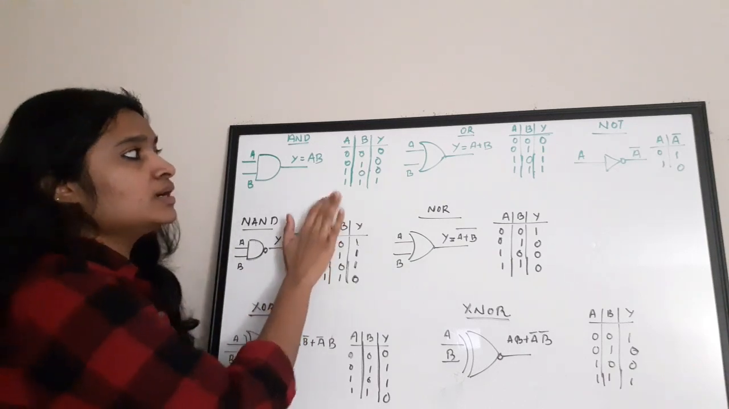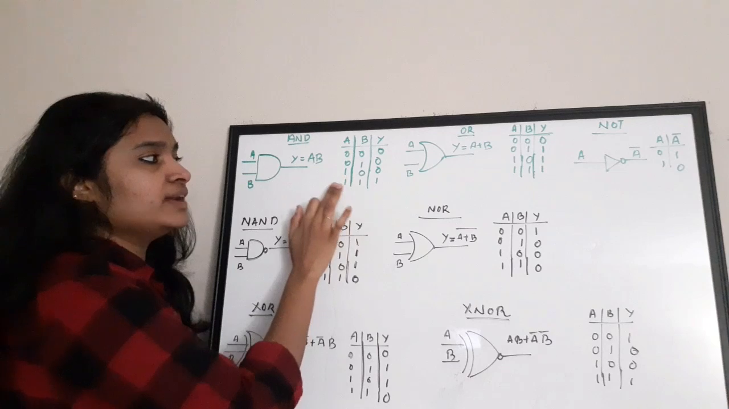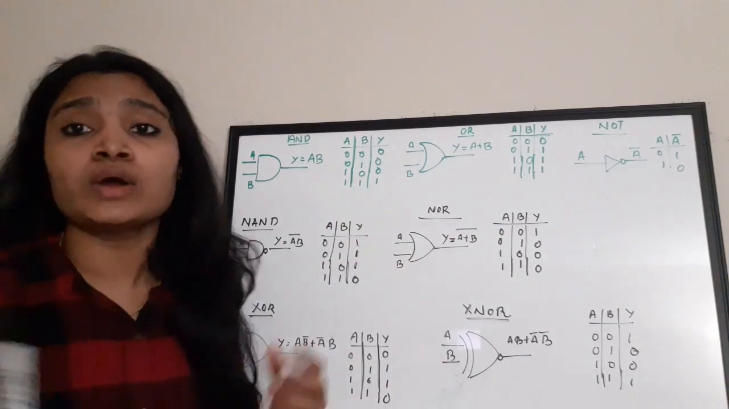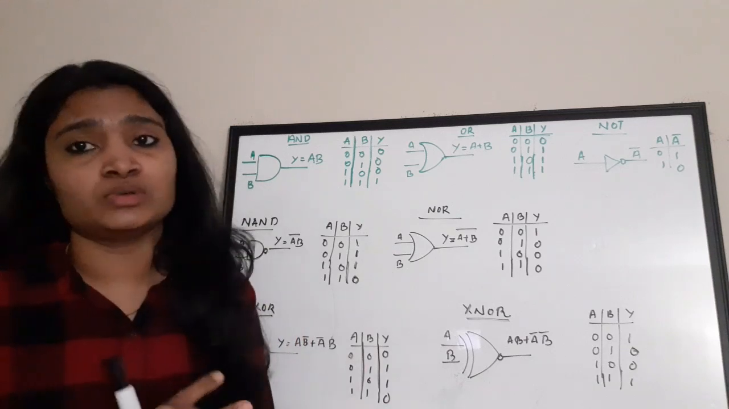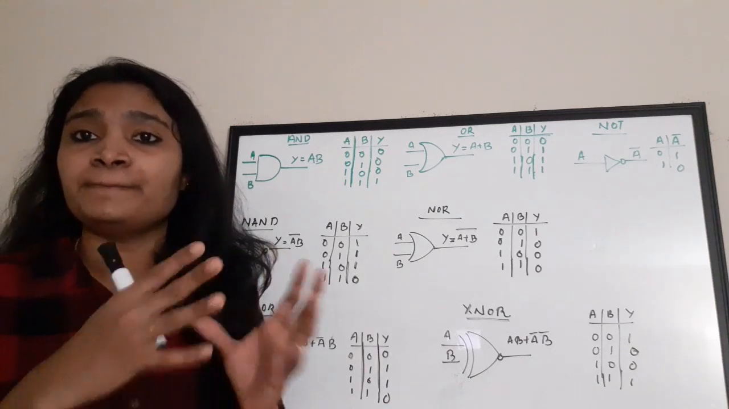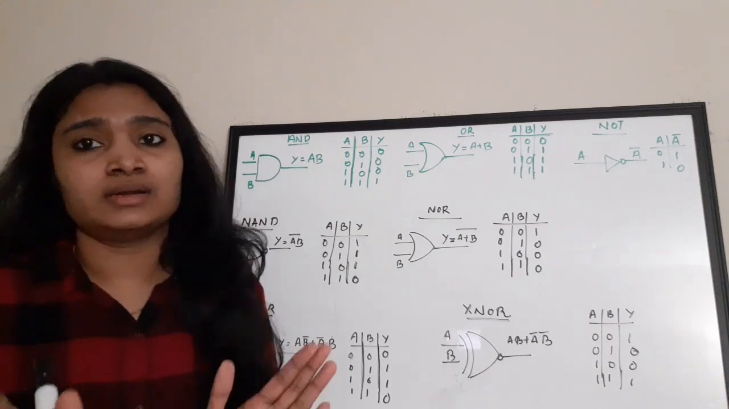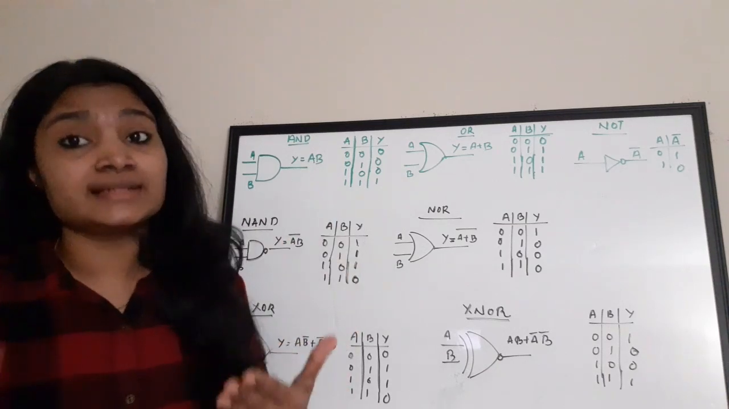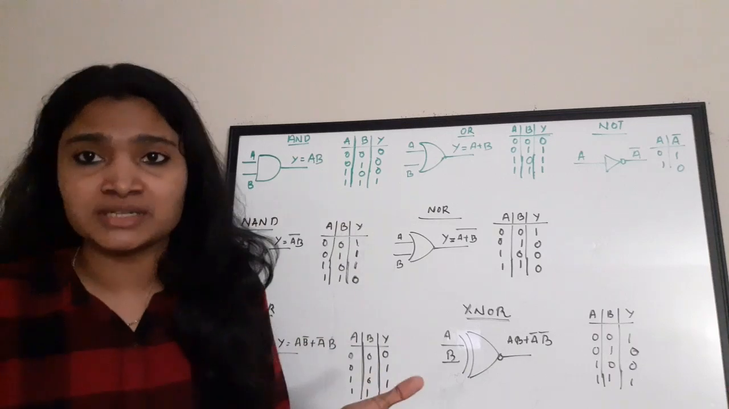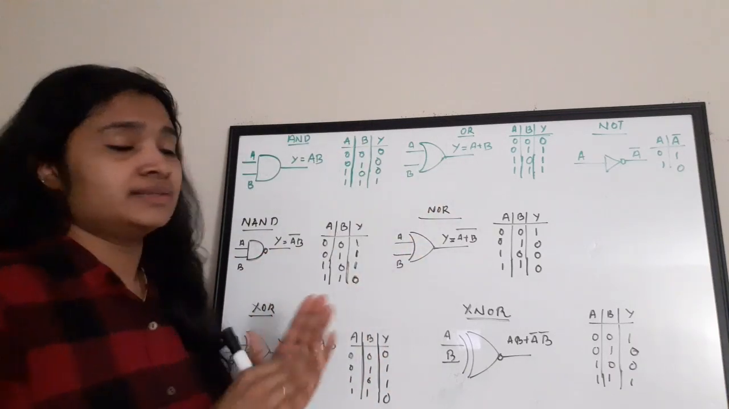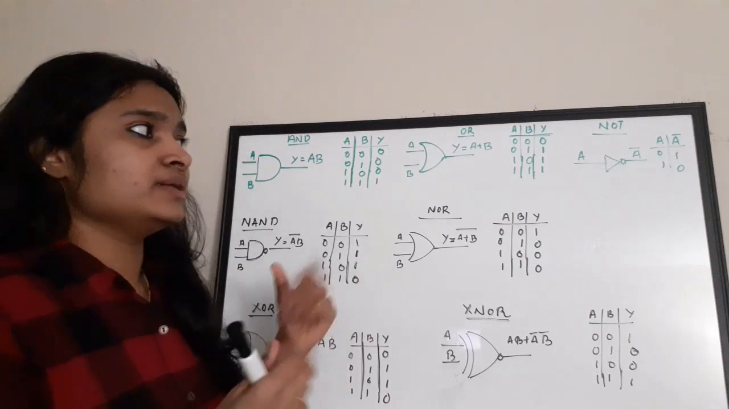So whenever A and B both are 1, your output is 1. Now the OR gate. OR gate means taking the sum of both. So we know that 1 plus 0 is 1 and 1 plus 1 is also 1. I'm talking about the digital thing. Generally 1 plus 1 is not 1, but in digital, that is in binary addition, 1 plus 1 is 1.